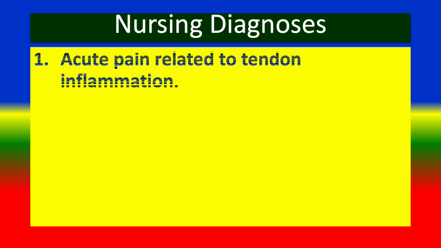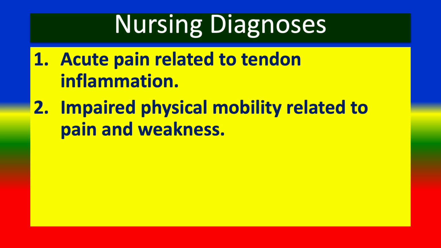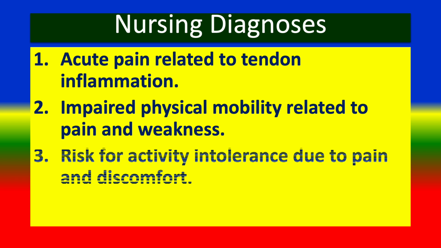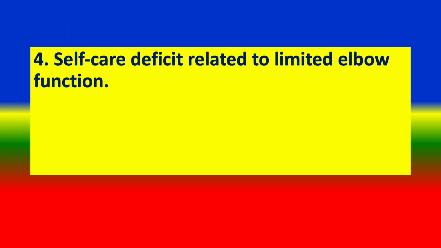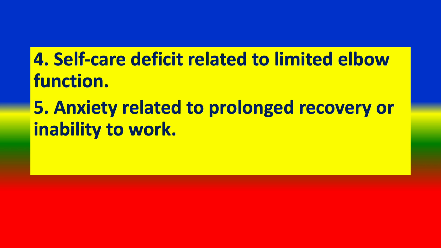Nursing diagnosis. 1. Acute pain related to tendon inflammation. 2. Impaired physical mobility related to pain and weakness. 3. Risk for activity intolerance due to pain and discomfort. 4. Self-care deficit related to limited elbow function. 5. Anxiety related to prolonged recovery or inability to work.